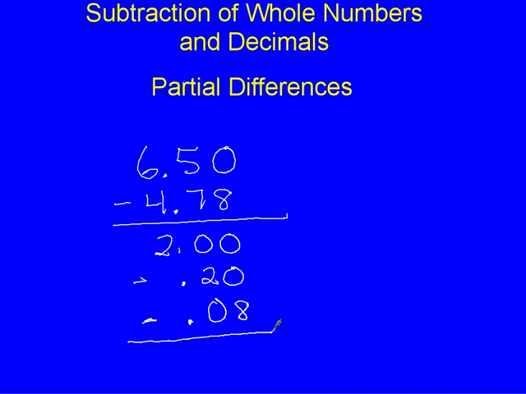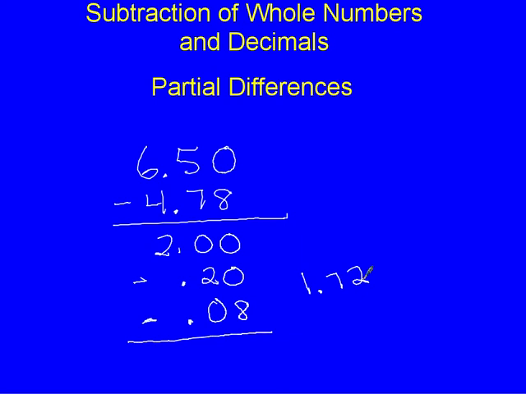So as I go to find the total value, starting with my top number of 2, minus 2 tenths is 1 and 8 tenths, or 1 and 80 hundredths, minus 8 hundredths is 1 and 72 hundredths. 1 and 72 hundredths.